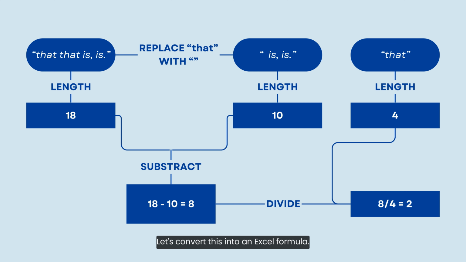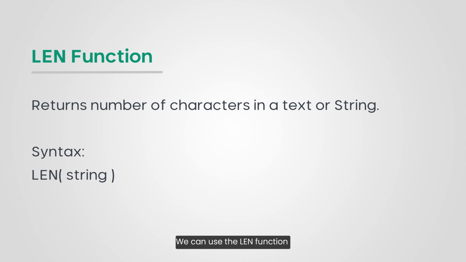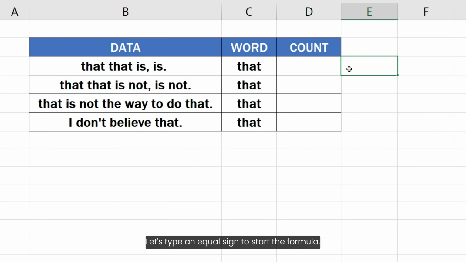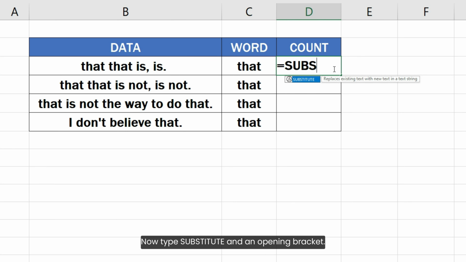Let's convert this into an Excel formula. We can use the LEN function to get the number of characters in a text or string. To replace the specific word with an empty string, we can use the SUBSTITUTE function. Let's type an equal sign to start the formula. Now type SUBSTITUTE and an opening bracket.